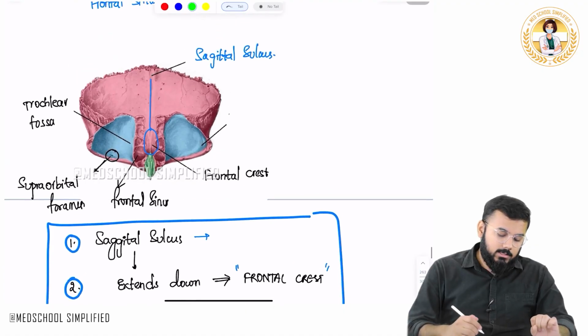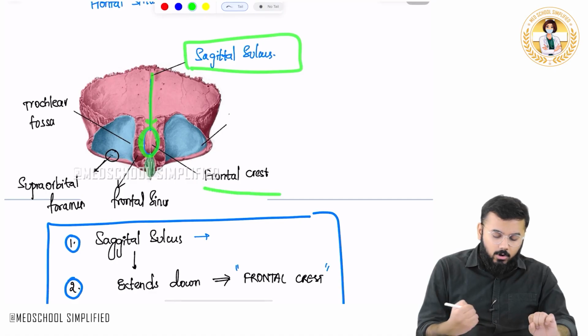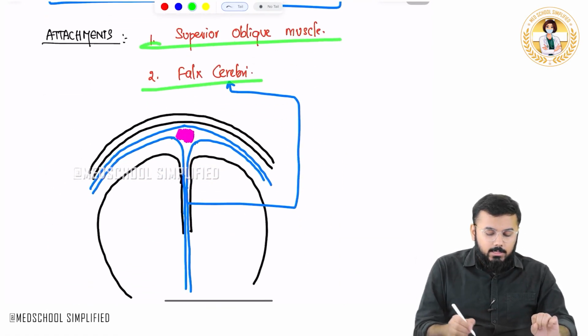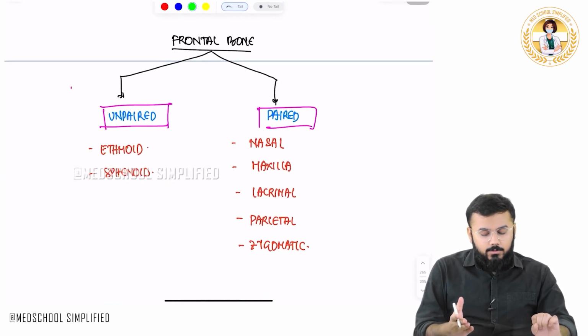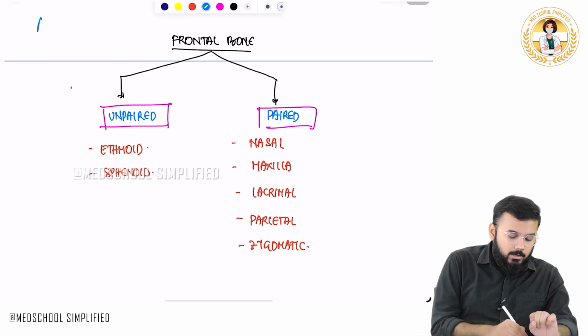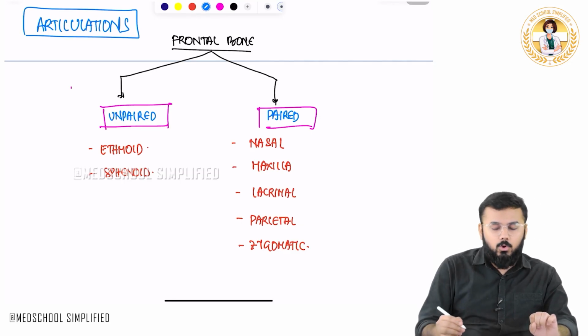Next important thing is this is the sagittal sulcus. Sagittal sulcus is in continuation with the frontal crest. Attachments: superior oblique muscle and falx cerebri. So these are the structures. Frontal bone articulations are divided into unpaired and paired. Okay. Remember that these are the articulations. Articulations means these are the bones that form joints with the frontal bone.